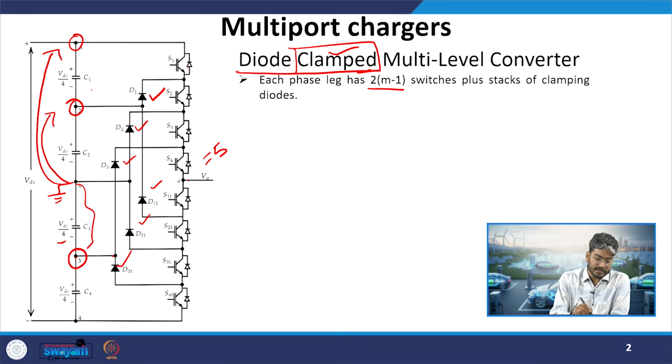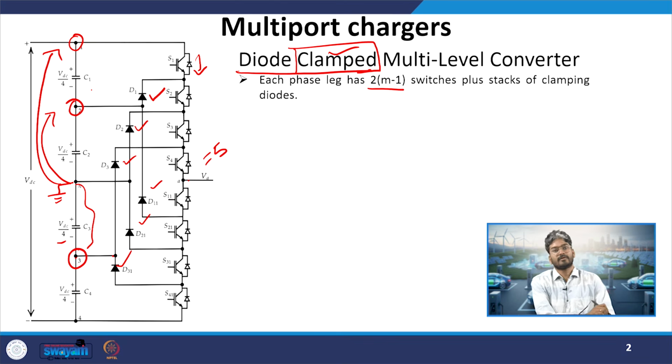So here the voltage rating increases. We will see after the discussion that the voltage rating of each of the devices will not be equal to the DC link voltage as it was for our 2-level converter. In the 2-level converter, the rating of the switch was equal to the entire DC link voltage. Here it will be something different. That is what we will see after the analysis of the switching states of this converter.